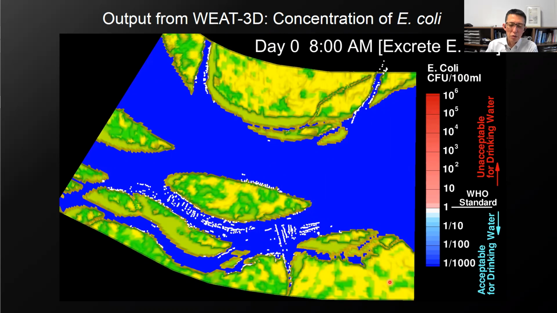By giving some assumptions, like when people go to the toilet and how much solid waste they produce and so on, we did a simulation of the E. coli concentration. In the next movie, you will see how this E. coli concentration changes over time and space. The red color indicates an unacceptable level for drinking purposes. The blue one is relatively safe. This is one of the examples.